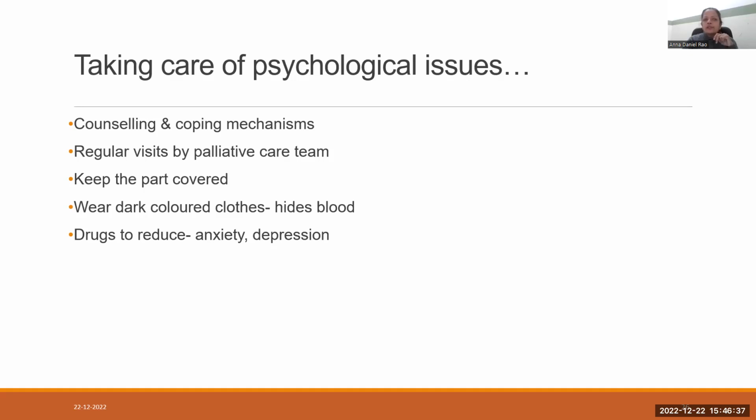So psychological issues: counseling, regular visits, right? Coping mechanisms, regular talking, even on the phone, that will also help. Regular follow-up is very, very essential. Dark color clothes to hide blood, drugs to reduce anxiety and depression. So assessment is very, very essential, right? Once you do a good assessment, you will come to know what is the anxiety level, whether the patient is in depression or not, right? All things we can find out and treat the patient accordingly.